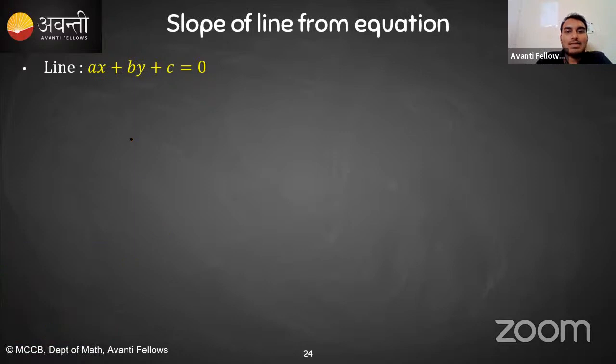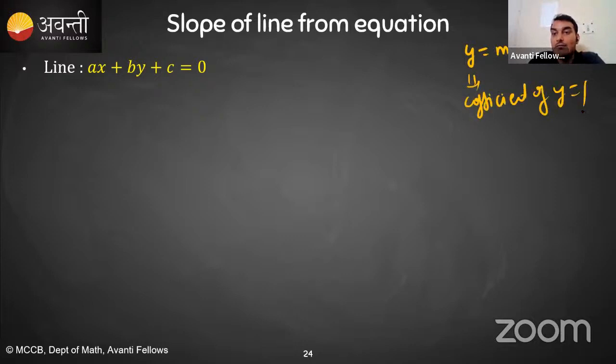If it is clear, there is one thing that you should always remember directly. Let's say an equation of a line is given, ax plus by plus c is equal to 0. You know that if I express my line in the form of y is equal to mx plus c, here the coefficient of y, how much have I kept? 1.